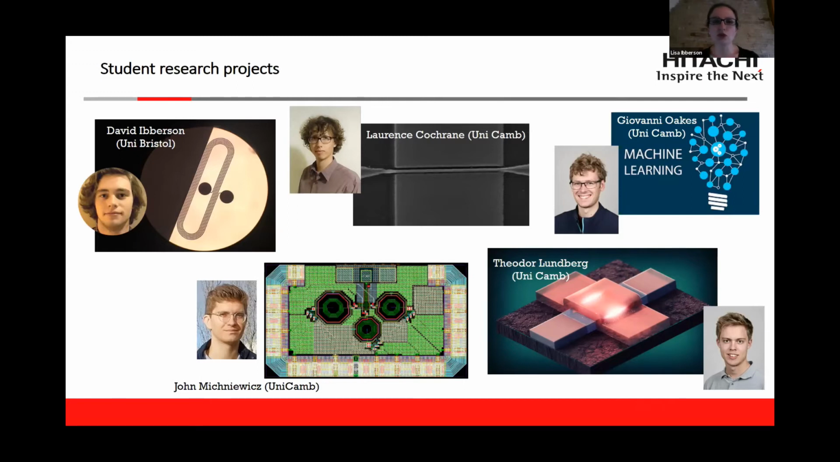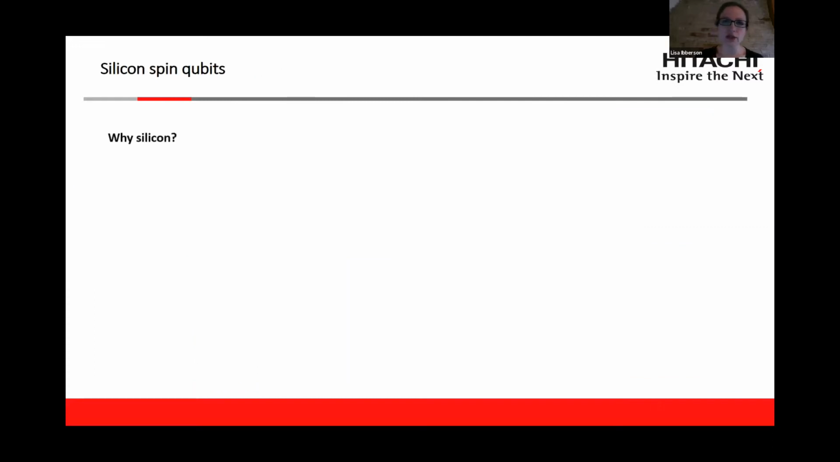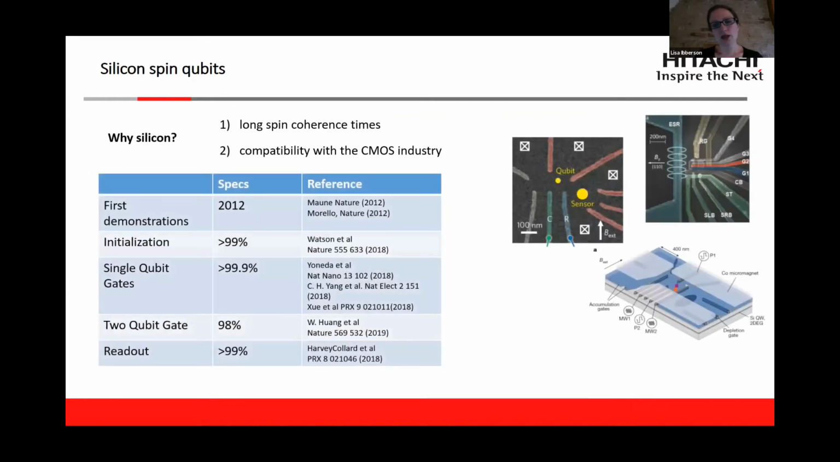Now, all of our student projects are combined by one thing, which is we all investigate the use of silicon as a host material for quantum computing. And why silicon? Silicon offers extremely long spin coherence times. In addition, it is compatible with the CMOS industry. There have been many recent demonstrations of single qubit gates and 2 qubit gate operations in the literature, as well as reports of high fidelity readout.